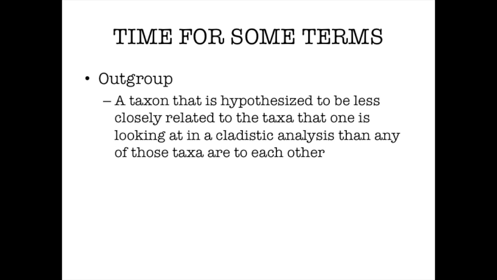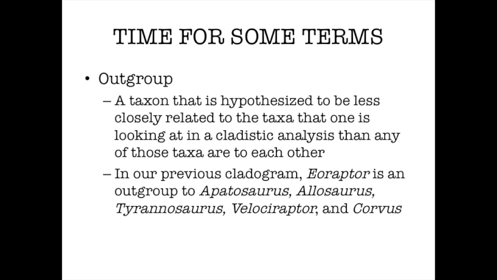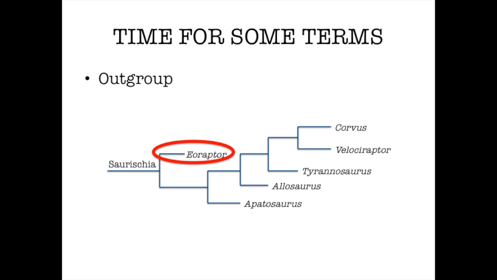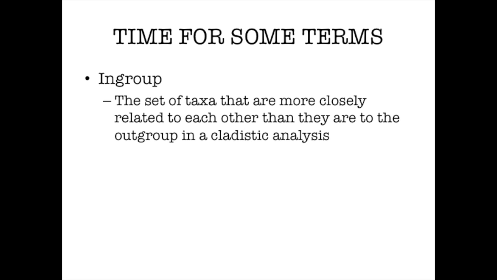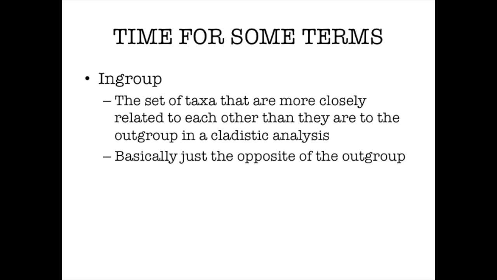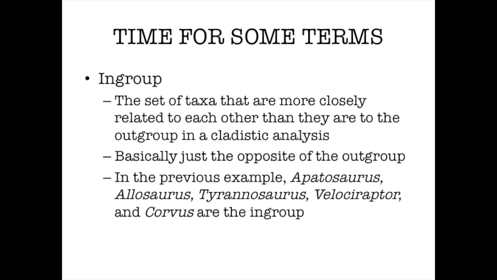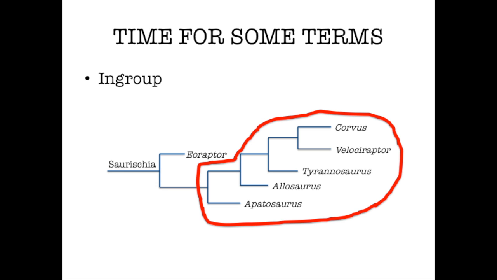Now, an outgroup is a taxon that is hypothesized to be less closely related to the taxa that one is looking at in a cladistic analysis than any of those taxa are to each other. So in our example, Eoraptor is an outgroup to the rest of Saurischia, which is actually called Eusaurischia. Now, an in-group is basically just the reverse of that. It's the set of taxa that are more closely related to each other than they are to the outgroup. In this case, the in-group is Eusaurischia.